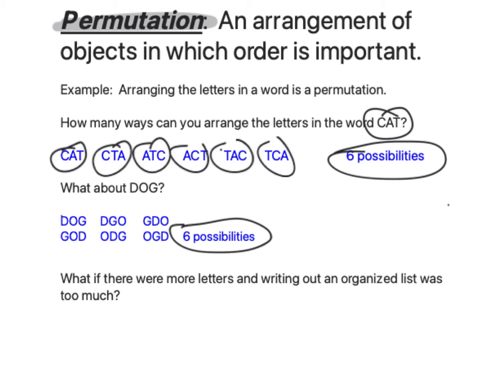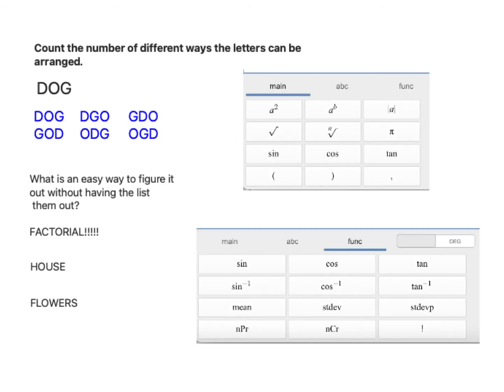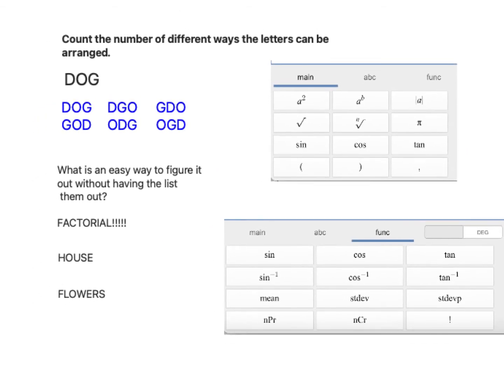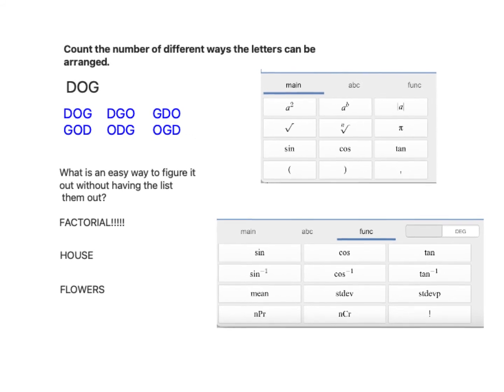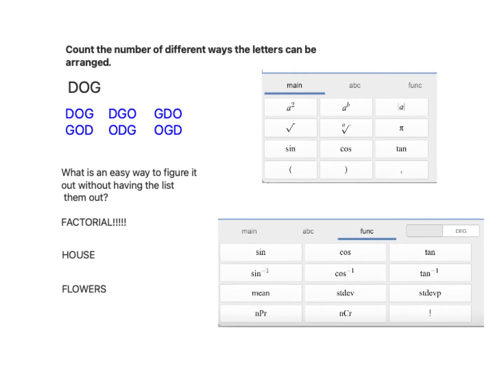However, this list is easy to do when there's only 3 letters that we're working with, but what if there's more letters and just writing out a list gets to be too long? So there's an easier way to do that. The easier way is going to be in our Desmos calculator. I've screenshotted a couple of things here for you to use. For instance, if I wanted to know dog, we already listed that out.